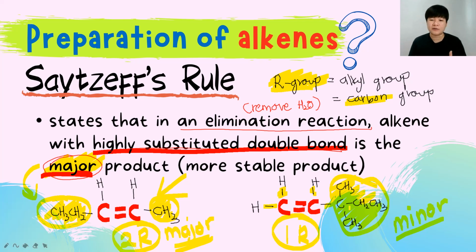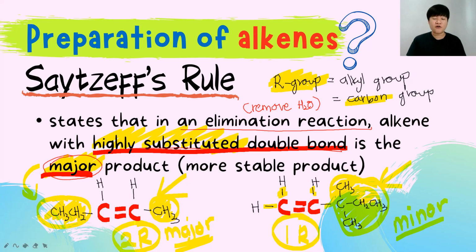We are talking about how many R groups, not how big the R group is. We don't care whether it's big or small like this. It's a very big R group, but it's only one R group. It's still one big R group, but it's just one. And I have two R groups over here. So two R groups is definitely more highly substituted. That's why they become major.